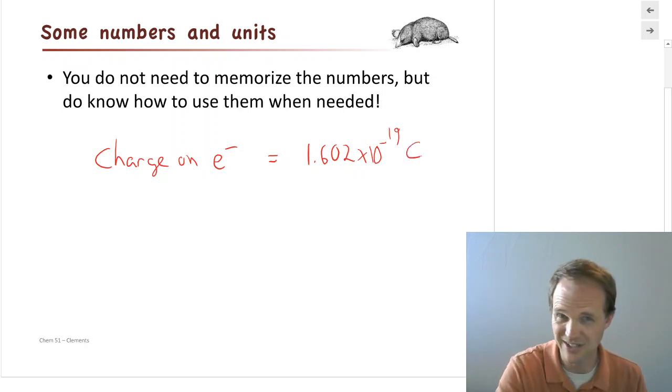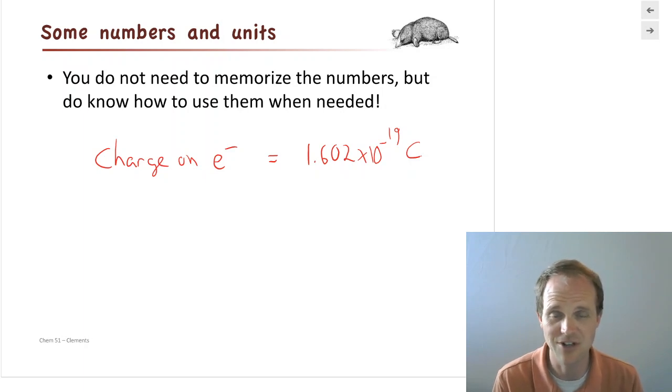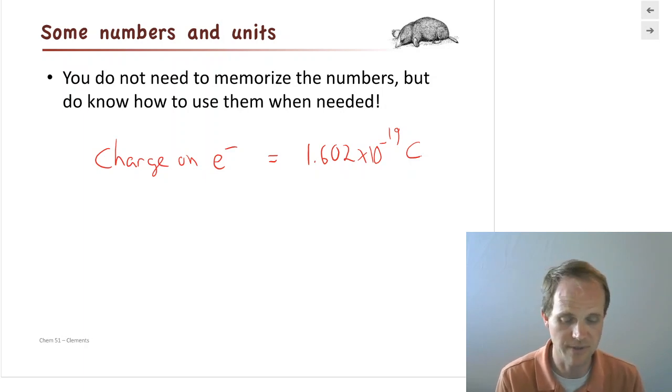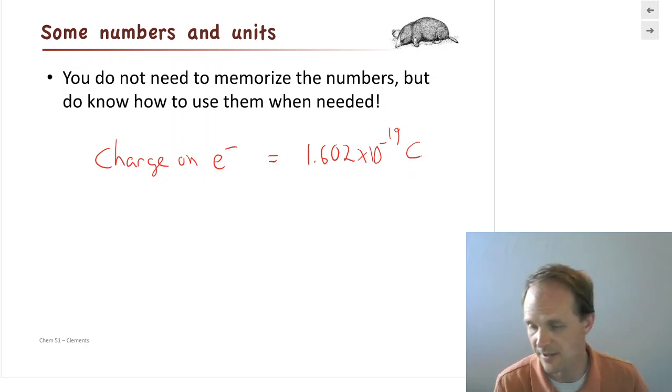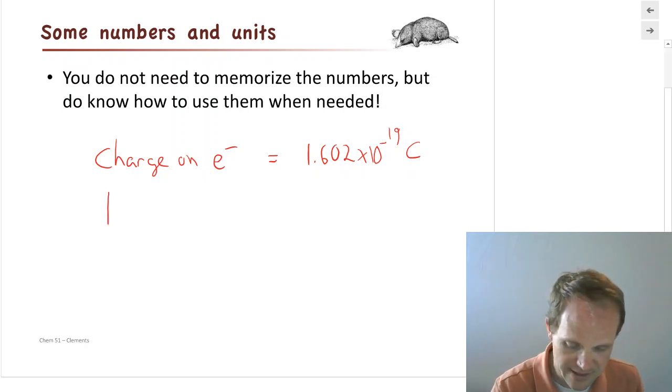So not a lot of charge on a single electron. I mean, just imagine a single electron going through. It's not very much charge. But if you get a mole of electrons, you multiply 10 to the minus 19th by 10 to the 23rd, you're starting to talk about tens of thousands of coulombs. That's a good thing.